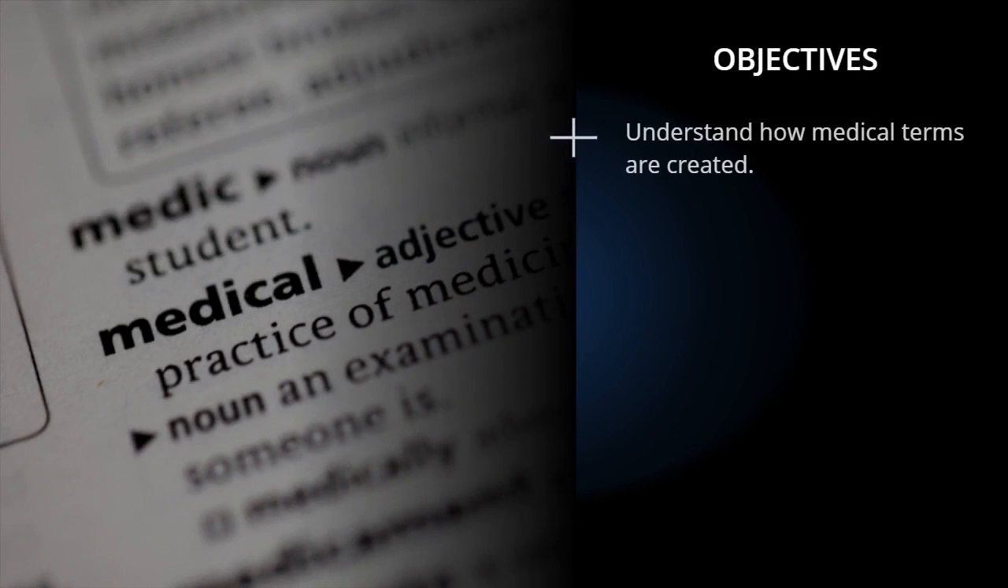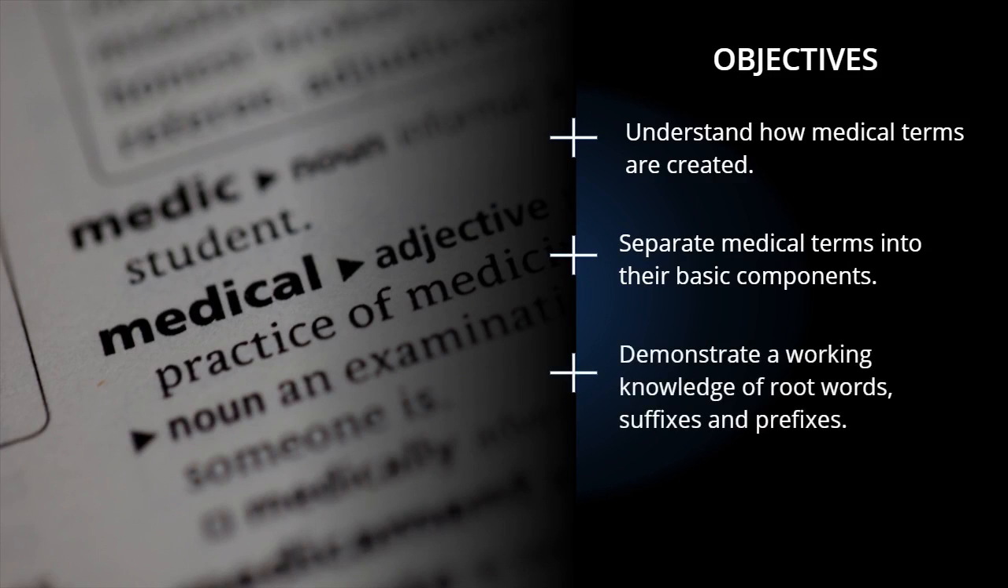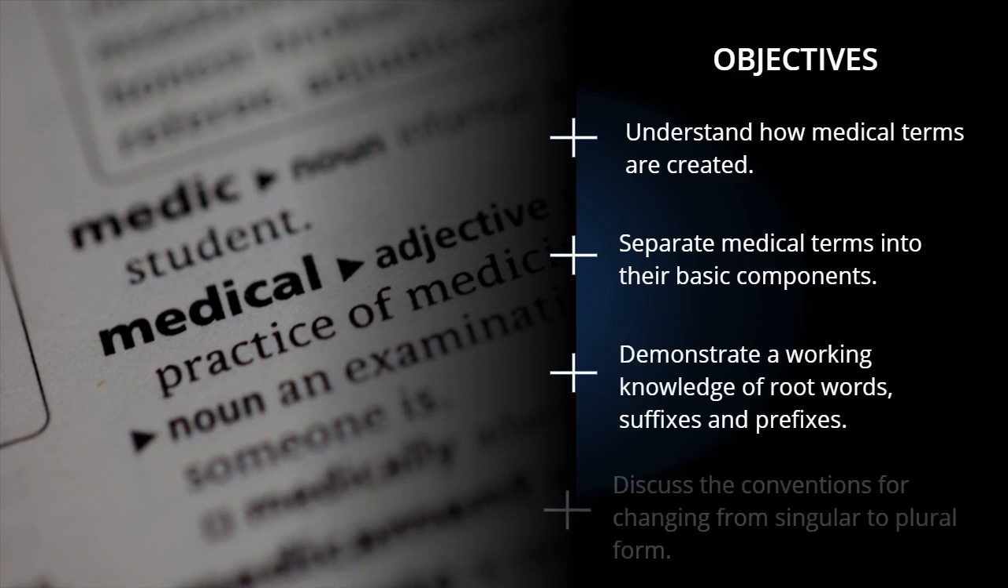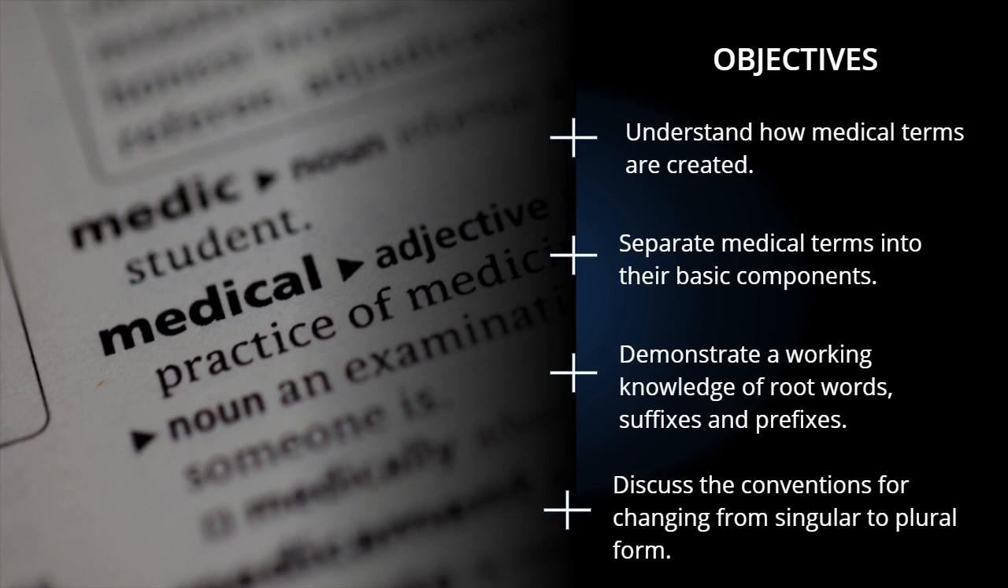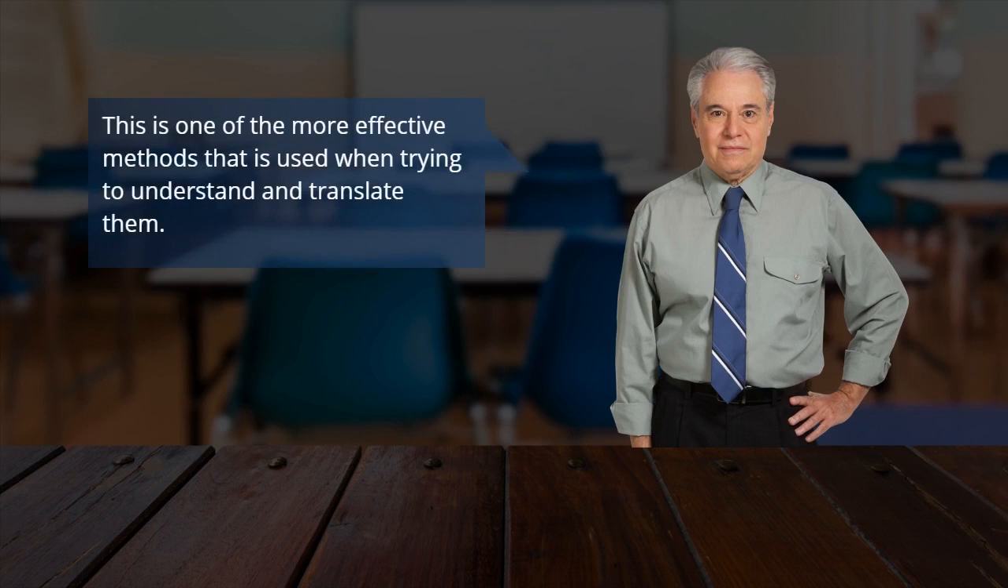In this chapter, I will show you how medical terms are created, how you can separate them into their basic components, demonstrate a working knowledge of root words, suffixes, and prefixes, and discuss the conventions for changing from singular form to plural form. Let's get started. The first step in understanding medical terminology is to be able to break down the medical terms into smaller, more distinguishable components. This is one of the more effective methods that is used when trying to understand and translate them.